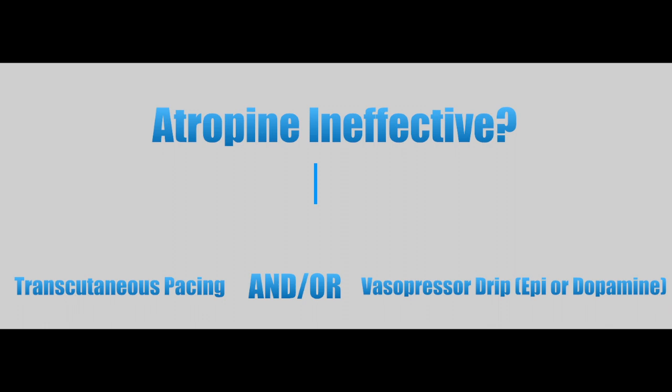As of the 2015 American Heart Association Symptomatic Bradycardia protocol, either transcutaneous pacing or a vasopressor infusion is acceptable if atropine is ineffective. But in reality, in my practice, I've often seen where if we are really in the tank with our vital signs, we might be going right to that transcutaneous pacing. So use your clinical judgment there, but also be aware of what the AHA is recommending, as well as your local protocols.